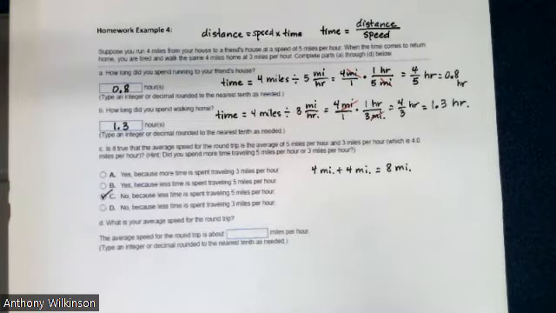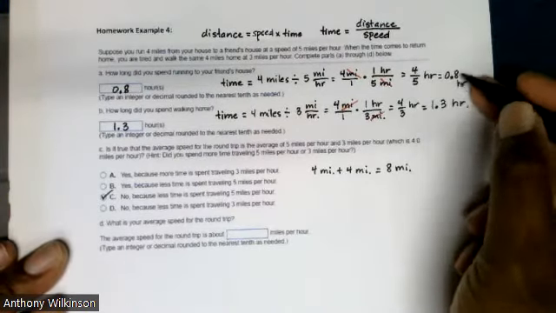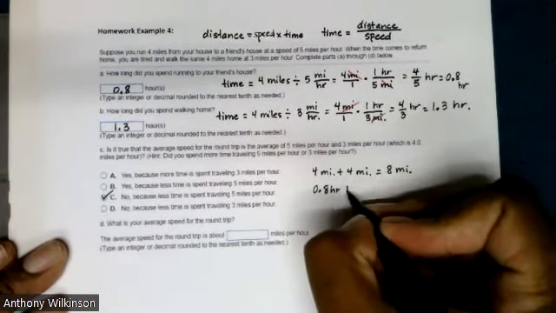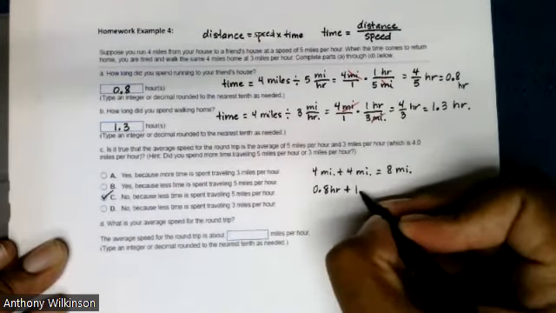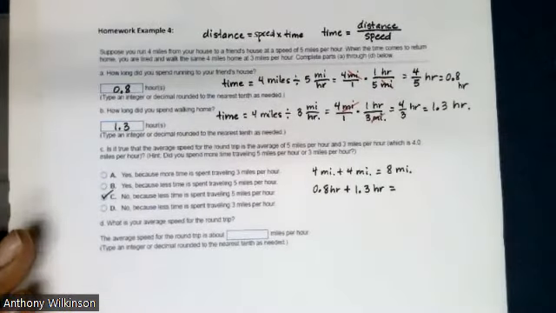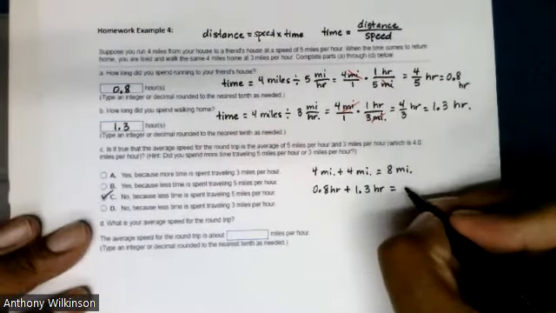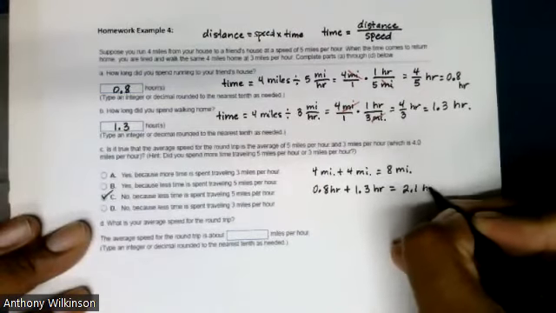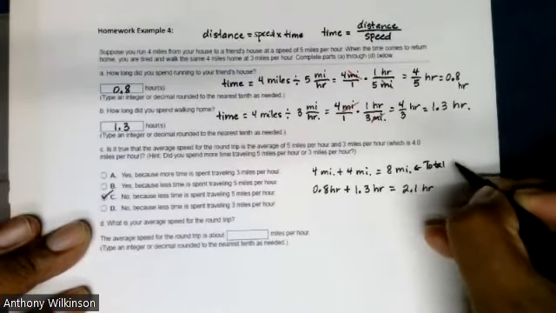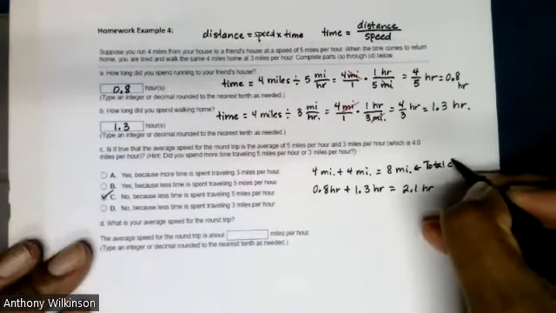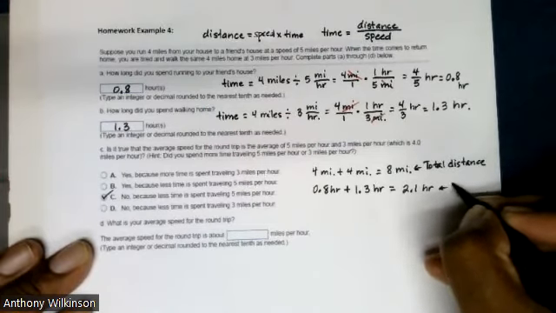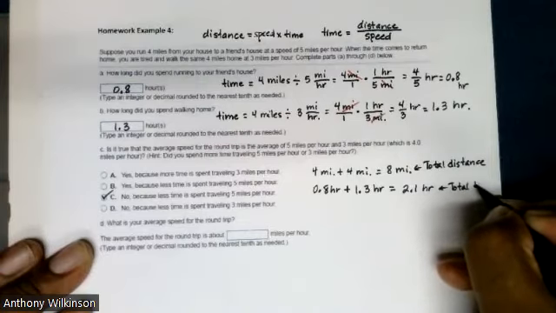And the time traveling to your friend's house, or running to your friend's house, is 0.8 hours, plus the time that you spent going back home, or walked home, that's 1.3 hours. You add those, that's going to be 2.1 hours. That 8 miles represents the total distance, since it's a round trip. The 2.1 hours represents the total time.